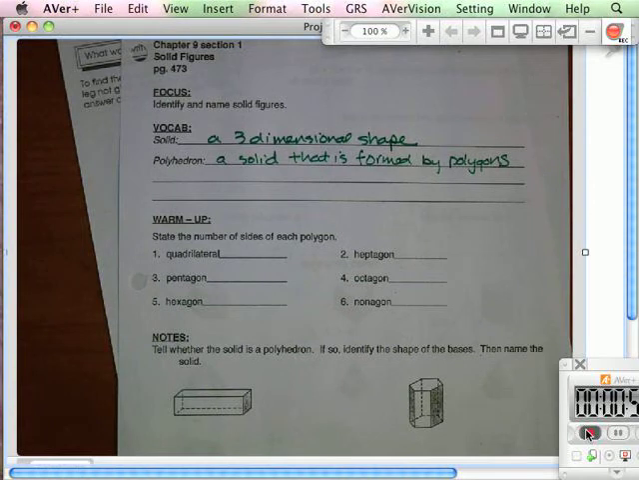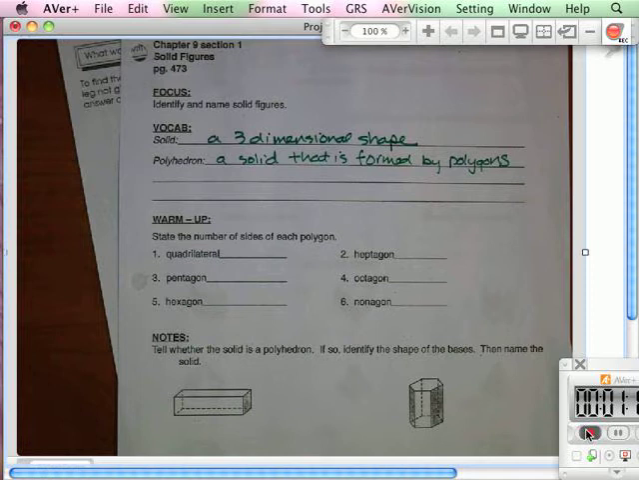Okay. So let's talk about polygons. So I have a question. According to that definition, would this be a polyhedron? Nope. Let's pretend there's a side here. Would this be a polyhedron? It's a solid formed by polygons. Yeah, it is. It's a polyhedron. It's a solid formed by polygons.